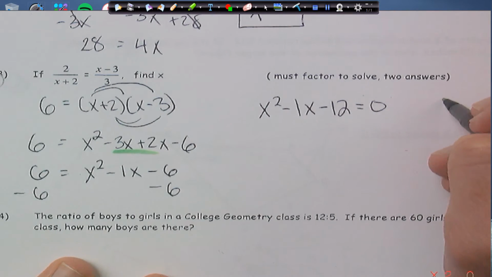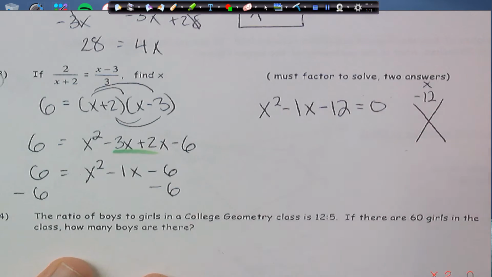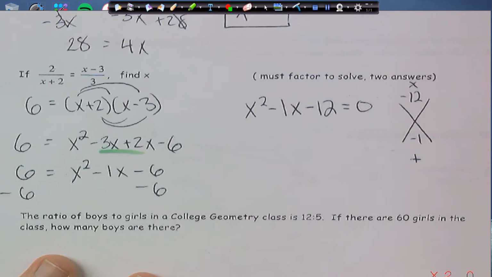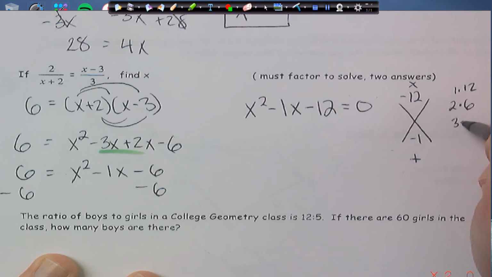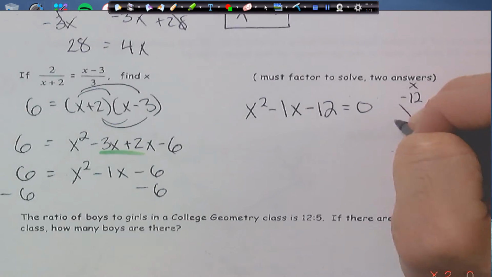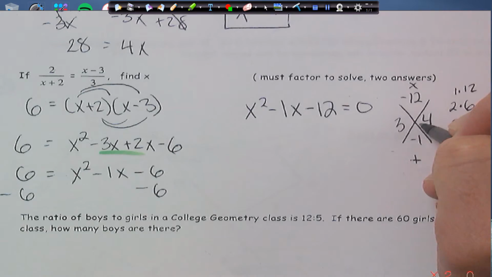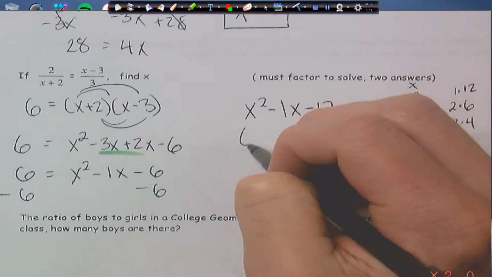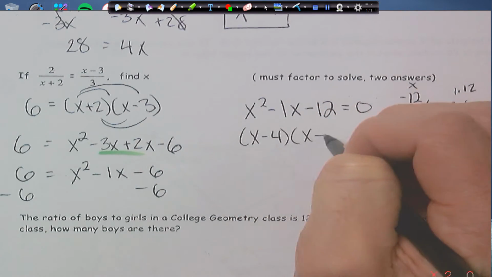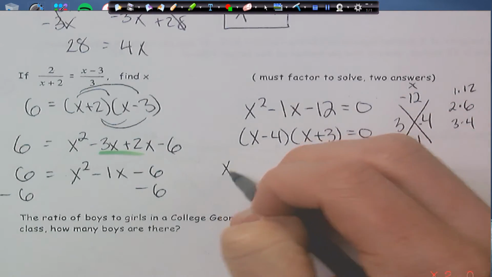From here, we want to go ahead and set up our little diagram. We take the back number and we want to multiply to 12, but we want to add to negative 1. Okay? So my factors of 12 are 1 and 12, 2 and 6, 3 and 4. Notice 3 and 4 is the only pair that are 1 unit away from each other, so I want to use 3 and 4. I have to have a negative in there, and since I want the 1 to be negative, I want the bigger number to be negative, so I'm going to have negative 4. So we get x minus 4, x plus 3 equals 0, and then we go ahead and set each one of these equal to 0.